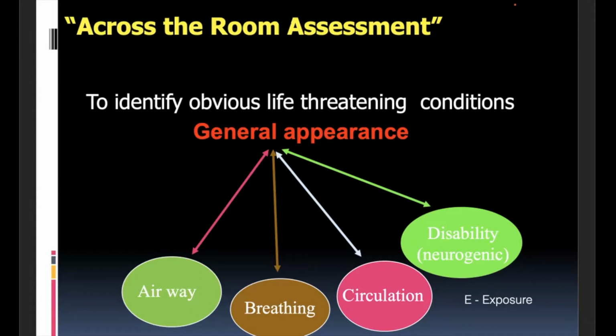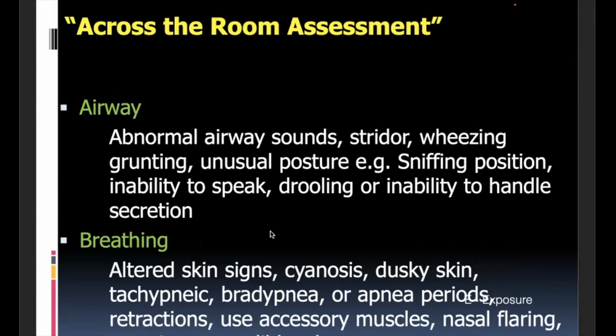Most likely you've already had an idea or concept on how to do this assessment in terms of our ABCDEs. Now, let's go to the airway. How are we going to assess the airway? Here we're going to look for abnormal airway sounds: the stridor, the wheezing, the grunting, and unusual posture, for example the sniffing position, inability to speak, or drooling, or inability to handle secretions.